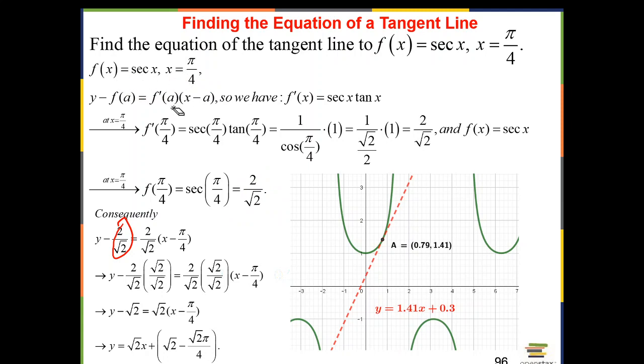Is going to be secant pi over 4 times tangent pi over 4. Secant pi over 4 is 1 over cosine pi over 4, we know that. Tangent 45 degrees is 1. So now you can use a calculator if you're not sure about these values, but these are the angles that are commonly used, at least in the examples used to teach these things.